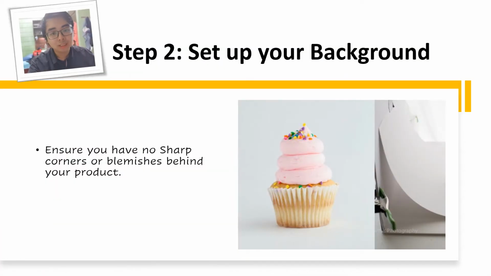Now the second is to set up your background. Whether you are using natural light and a backdrop or a light box or tent, you want to ensure that your background material is set up with a sweep. The idea is to ensure you have no sharp corners or blemishes behind your product, as seen in this example.